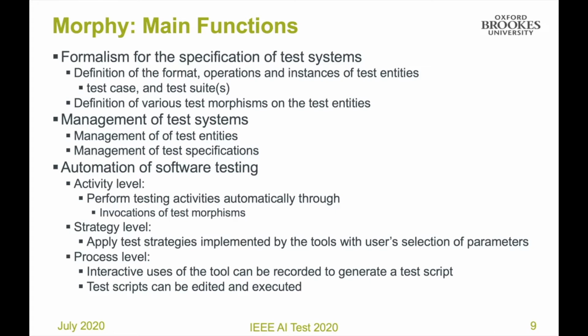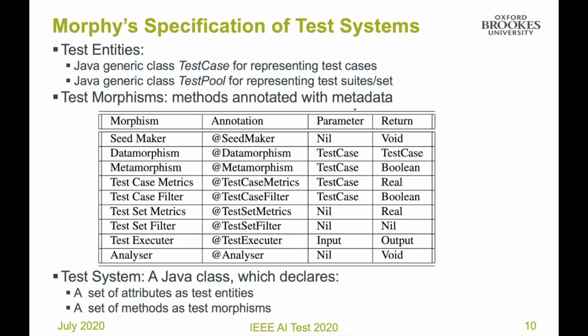At the strategy level, Morphy defined and implemented a set of test strategies. They can be invoked by the user through selection of parameters and the strategy to apply. At the process level, the interactive uses of the tool can be recorded to generate test scripts. These test scripts can be edited and then replayed again and again, so achieving test automation at a very high level of abstraction.